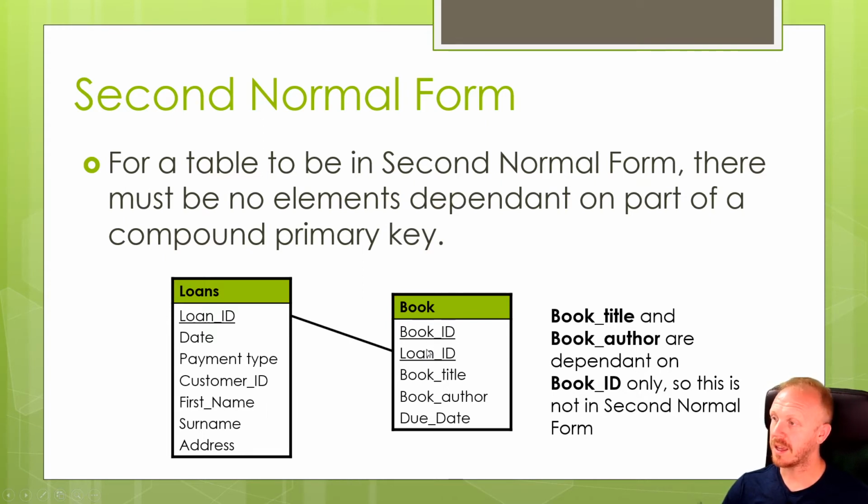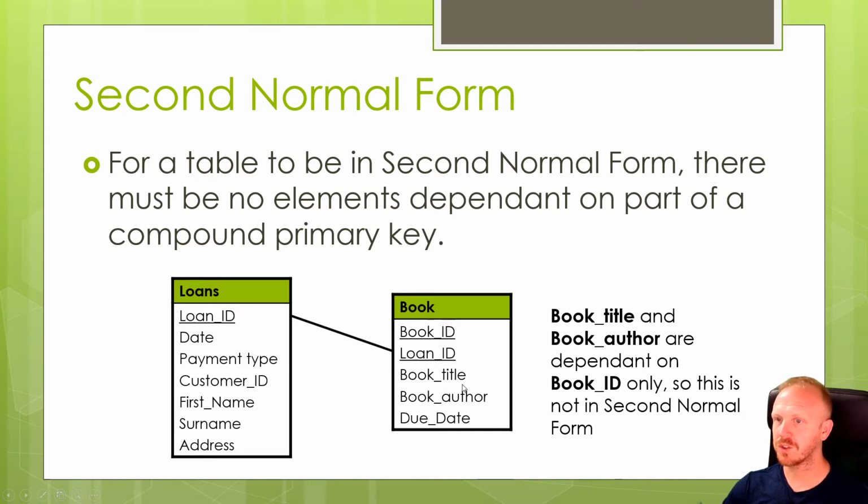Similarly for loan ID, if a certain book is loaned on one loan, it'll have a certain due date. On a different loan, it'll have a different due date. So changing the book ID can change the due date. Changing the loan ID can change the due date. The due date is dependent on both the book ID and the loan ID. Now the book title, that's not the case. If I take a particular book and I look at it on one loan, and it's called Bob Goes Fishing, and then I look at it on a different loan, it's still going to be called Bob Goes Fishing.